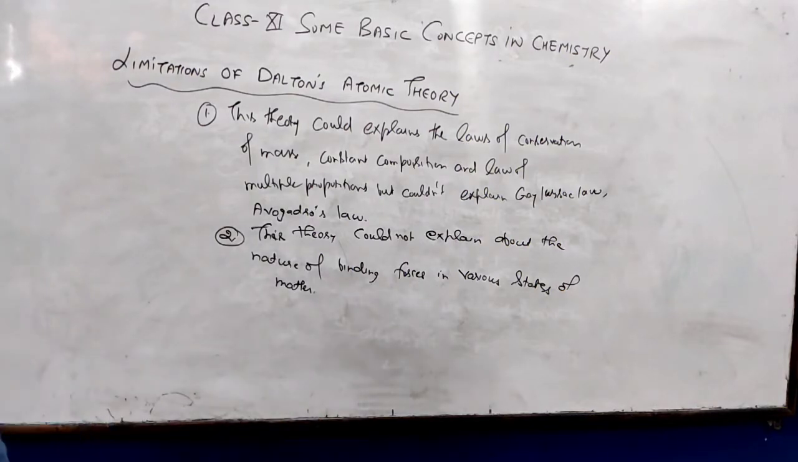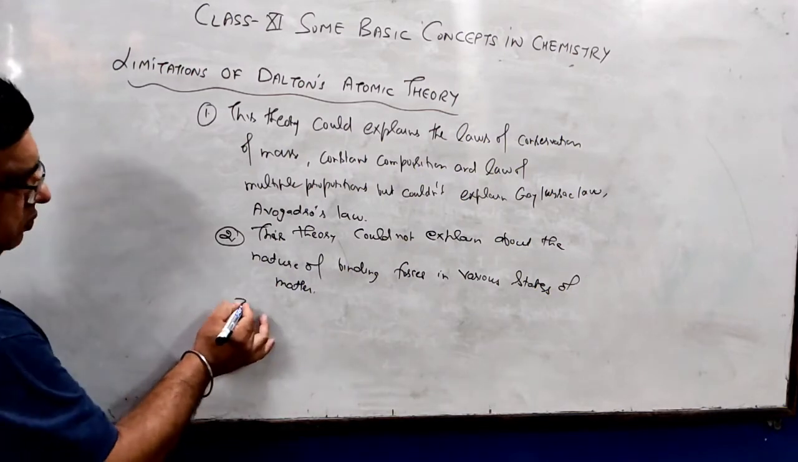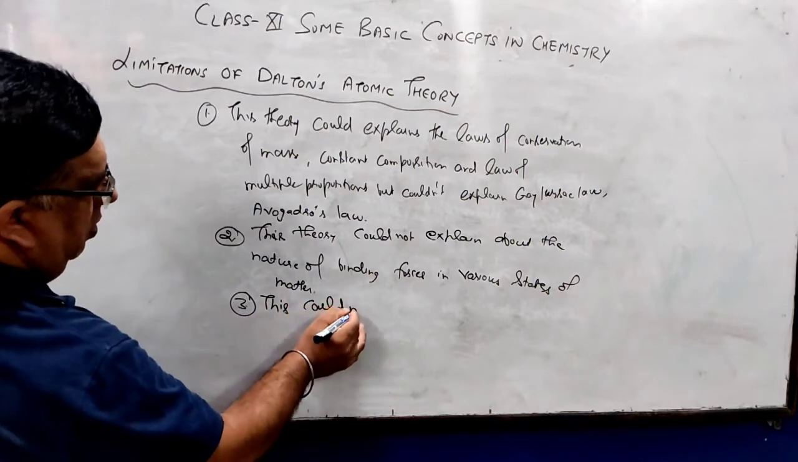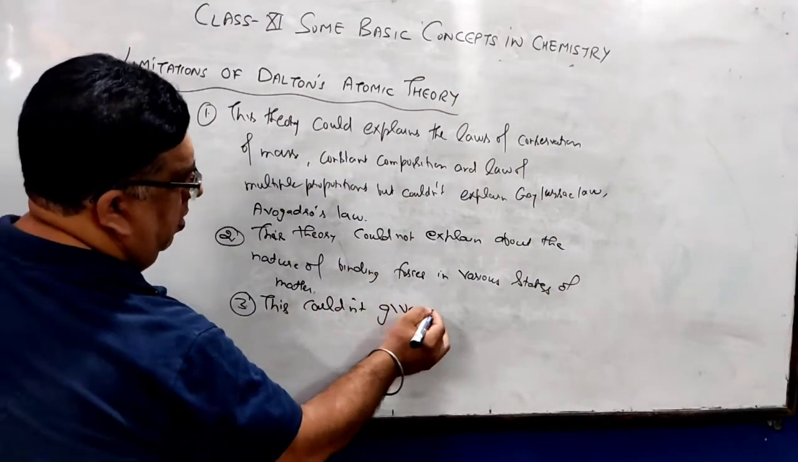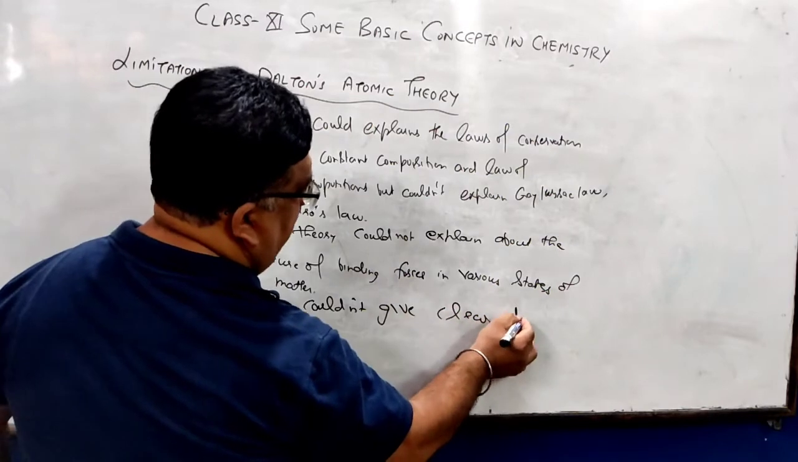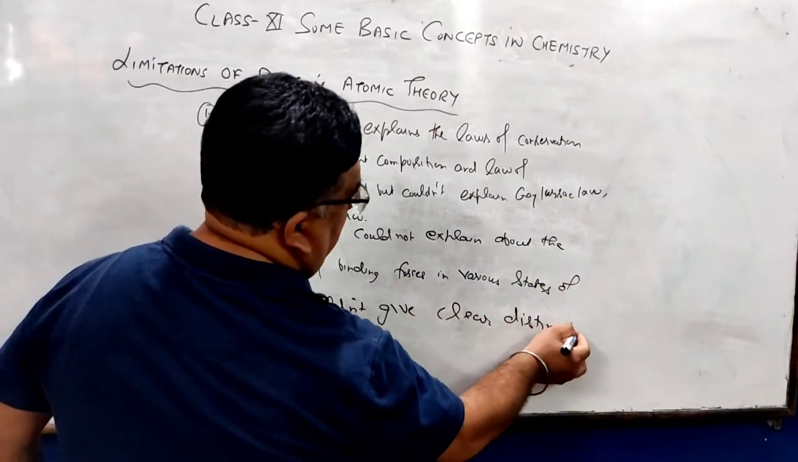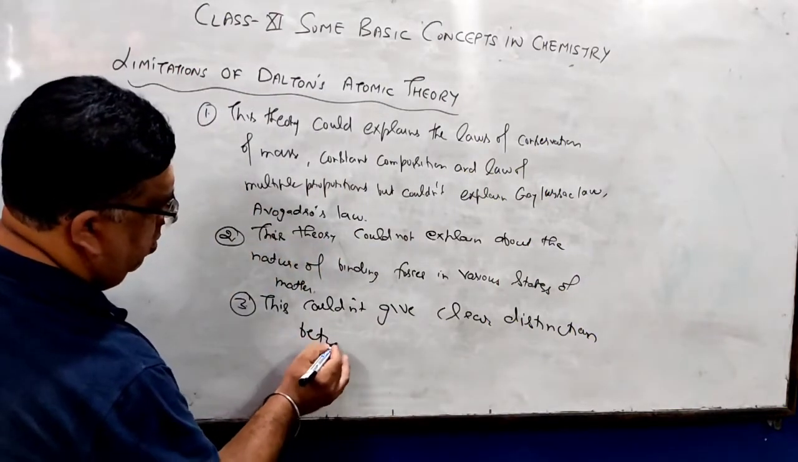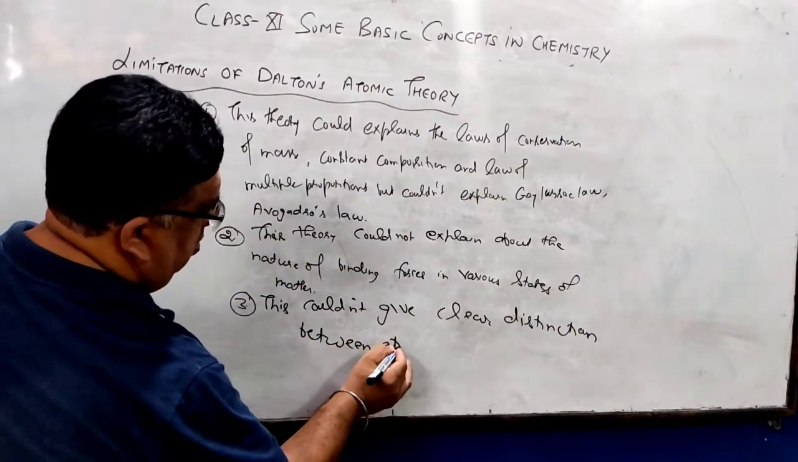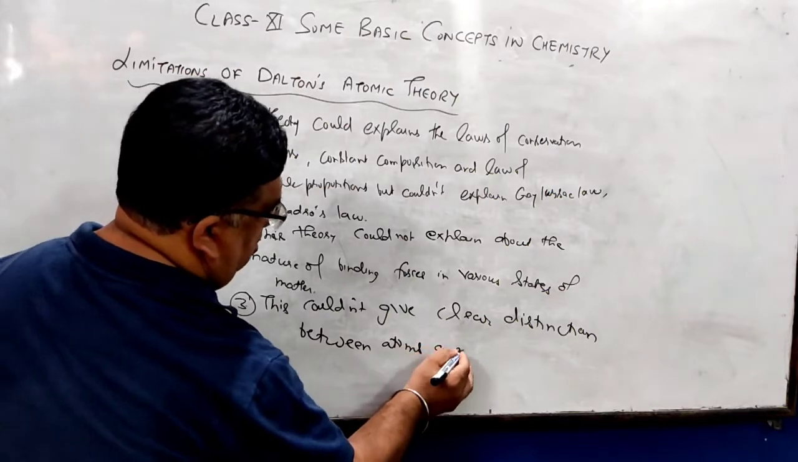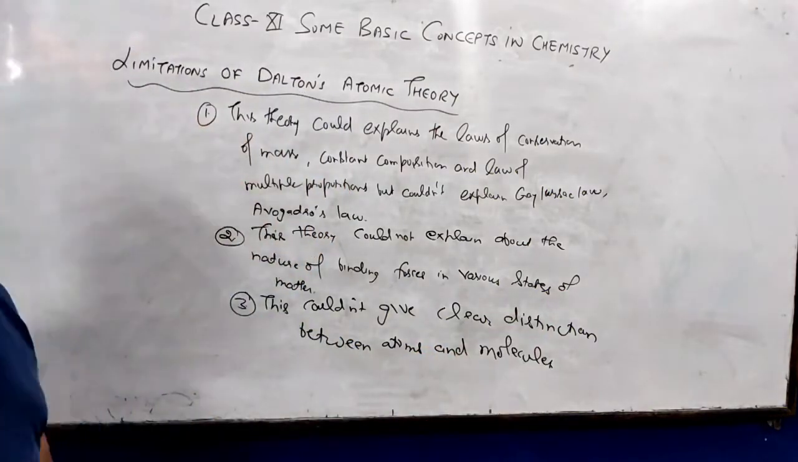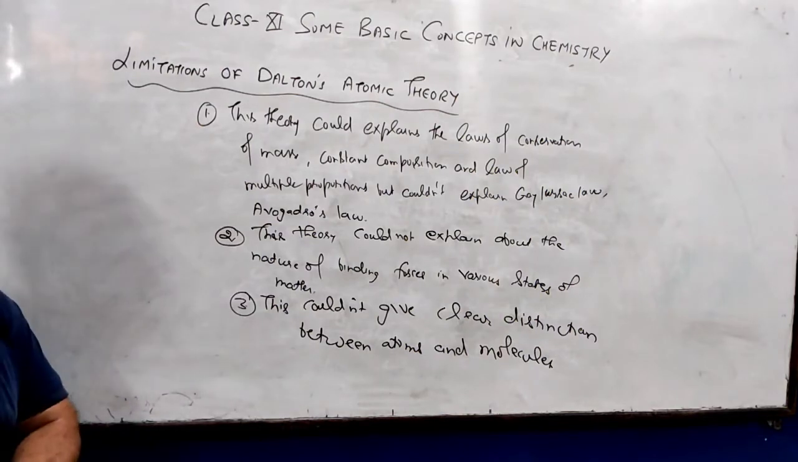Next is, this theory did not give clear distinction between atoms and molecule. So these are the limitations of Dalton's atomic theory.